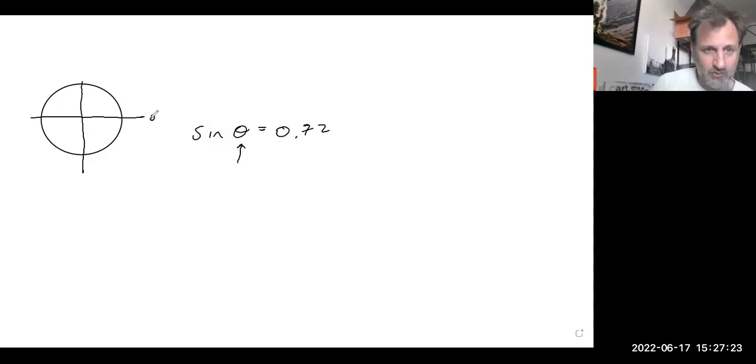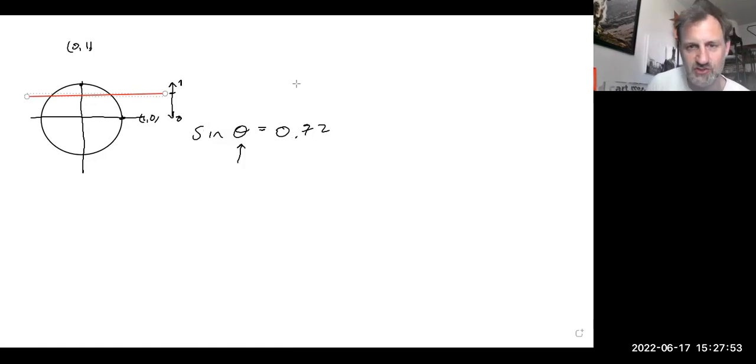This is a y value of 0, right? Because this is 1, 0 out here. And when we get up to this point, it's 0, 1. So 0.72 is somewhere between 0 and 1, closer to 1 than 0. So let me say 0.72 is like here, right? And as I draw this line across, I can see that that's going to happen at two places on the unit circle, here and here.